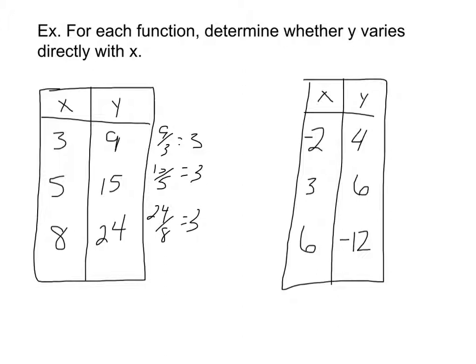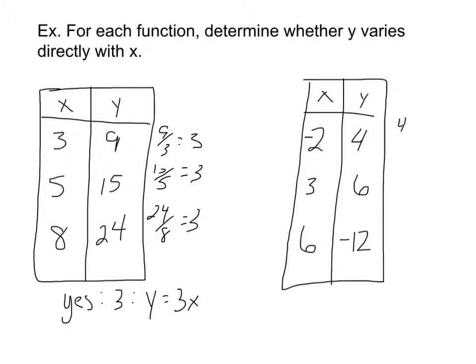So this one is a yes. Our constant of variation is 3, and our equation is going to be y equals 3 times x. So there's 3 parts to each answer if it's a yes. Now let's check another one.